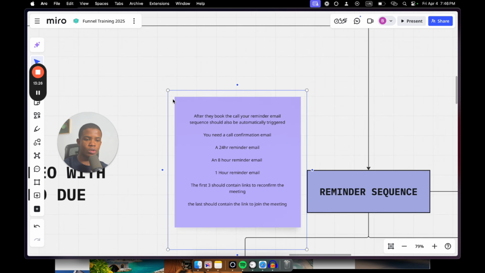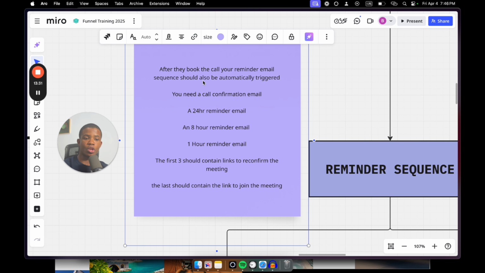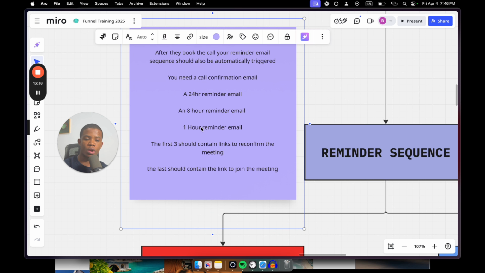So your reminder sequence should be very simple. After they book the call, your reminder sequence is triggered. You need a call confirmation email. You need a 24-hour reminder email. You need an 8-hour reminder email. And you need a 1-hour reminder email.